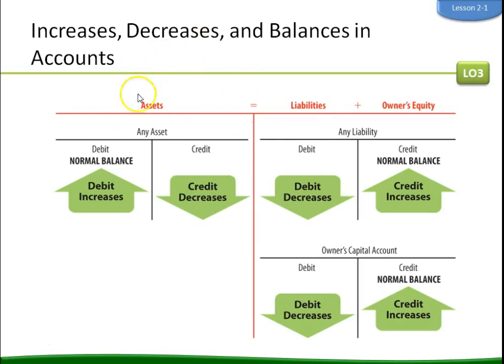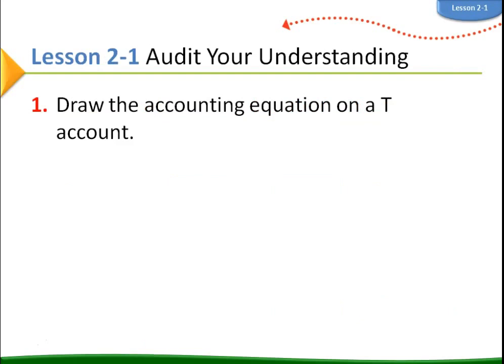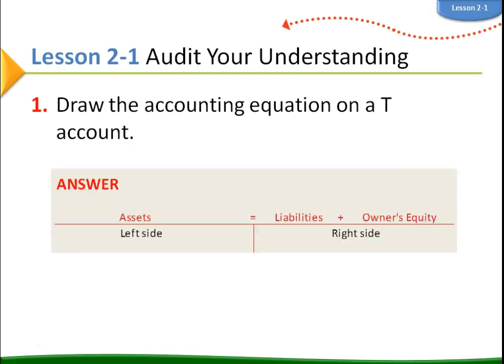Again, on our asset side, debit increases. On our liability side, owner's equity or owner's capital, the credit is where we increase. So that's where our normal balance is, where we have our increasing. All right, so draw the accounting equation on a T account. And we just want to make sure we understand what that looks like. So again, assets are on the left. Those have to equal our liabilities plus our owner's equity on the right.